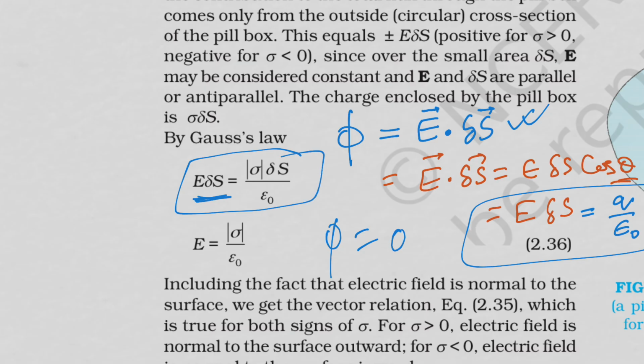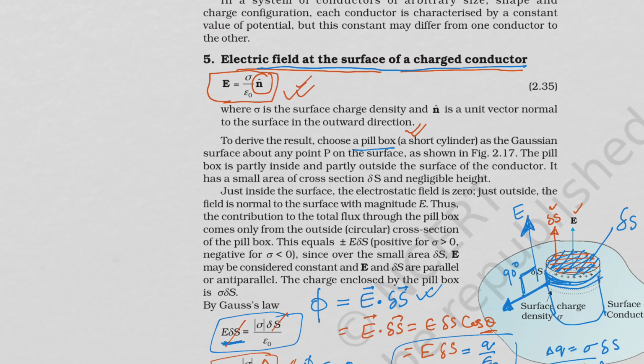We can cancel out delta S on both sides, and what is left is E equal to mod sigma upon epsilon naught. And since E is an electric field, we need to give it a direction, and we know that direction is normal to the surface. This was already proved. So this is our derivation of the electric field at the surface of a charged conductor.